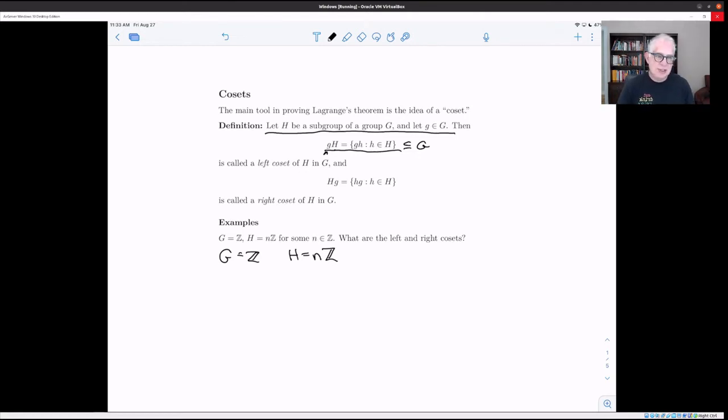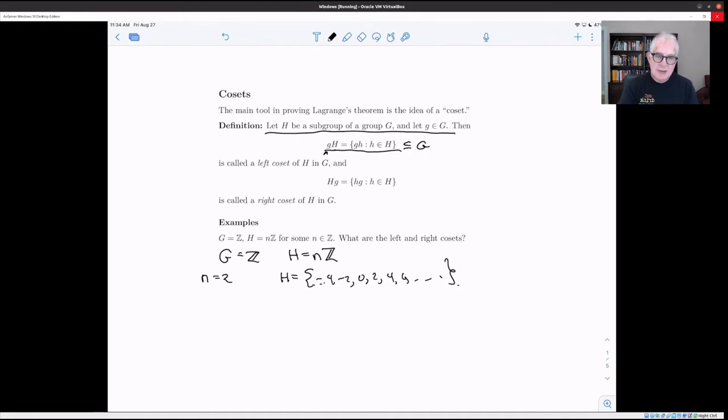Well, maybe just to make our lives a little bit easier, let's pick an n. So to be really simple, let's pick n equals 2. So H is the collection of even numbers. It's -4, -2, 0, 2, 4, 6, ... It's the collection of even numbers. That's what even numbers are, a subgroup.